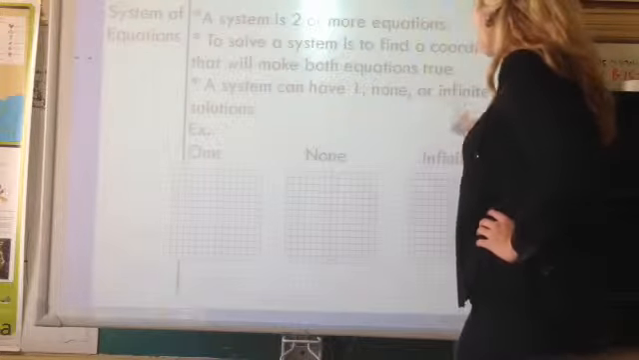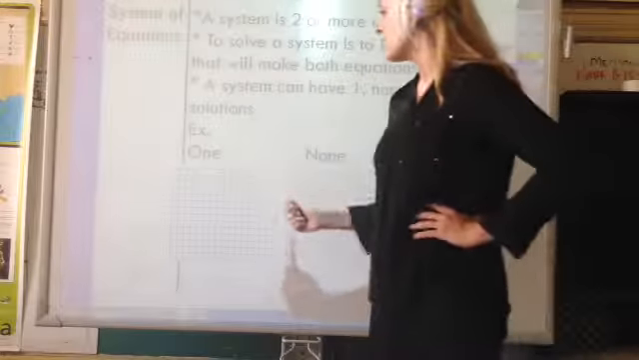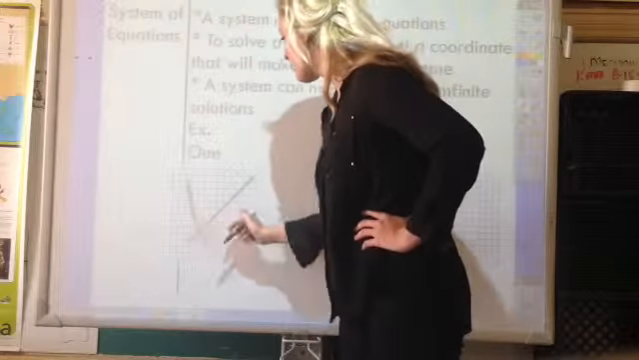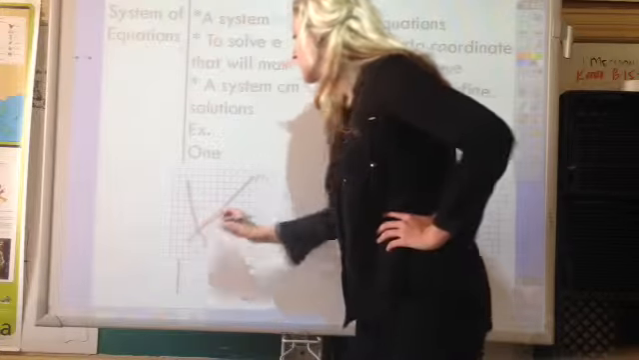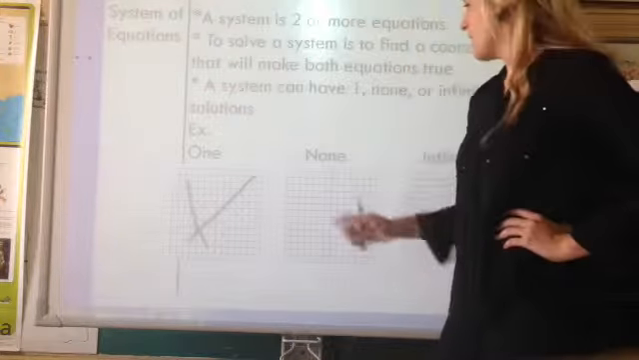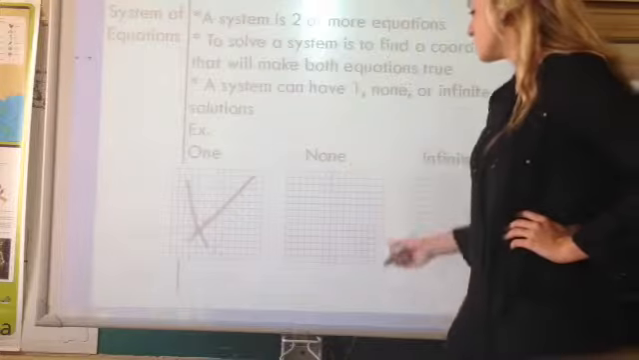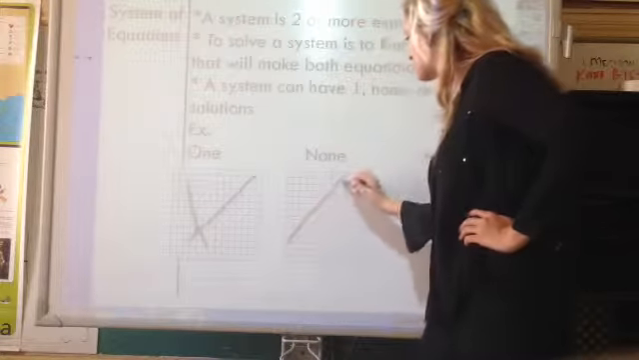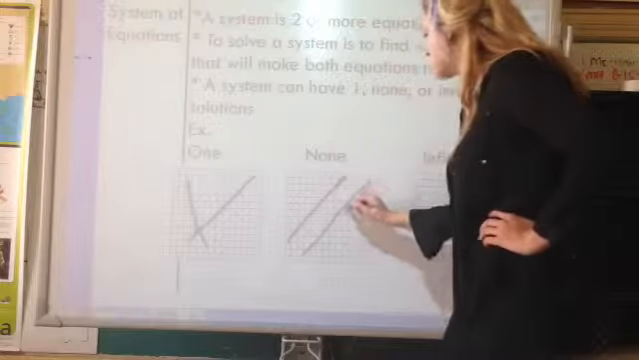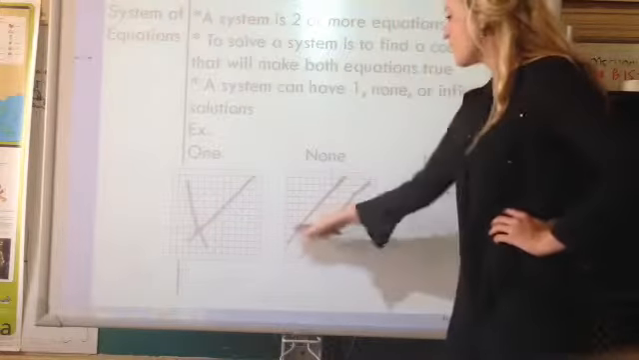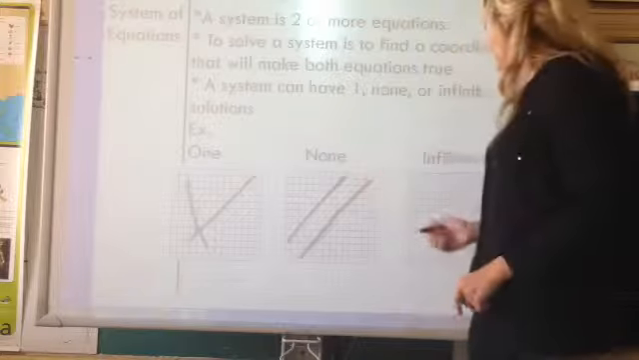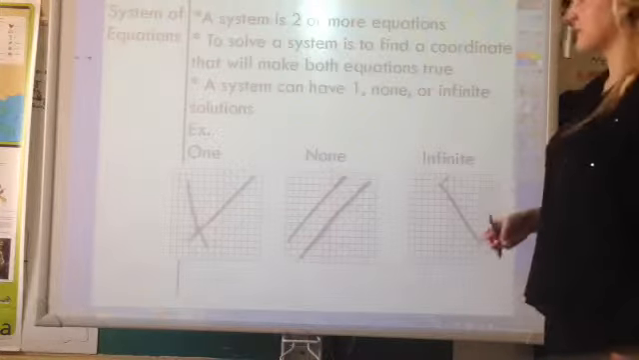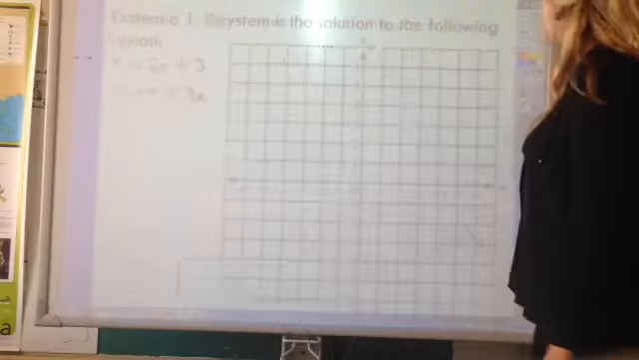So what your graph will look like is, if you have one solution, it means I have two lines that cross at a certain point. And the point that they cross at is the solution. If I had no solutions, that means I have two lines that run parallel to each other. So your graph might look something like this. These lines will never cross. They will go on and on forever on the graph and never cross. And then there are going to be some lines that end up being the same line. And that means that there are infinite solutions. So let's do an example.